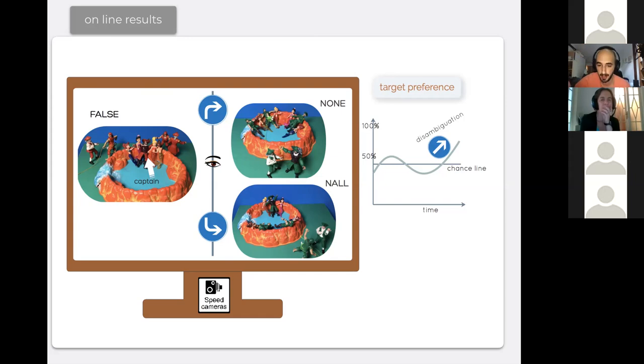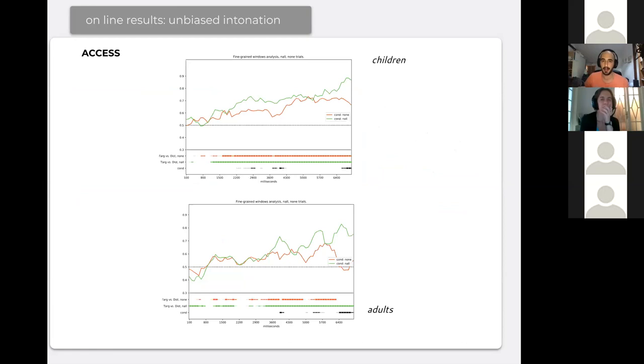So what we are going to look at is a lot of lines that grow and depart from chance, and the point at which it is different from chance means that participants understood the sentence, developed the preference for the target, and identified the correct reference. So let's see what happens. This is the first experiment with the unbiased intonation. And first of all, the green line is always above the red line. So this means that you have an advantage for implicature support over implicature violation, which is nice, which suggests that indirect scalar implicatures somehow help our participants to identify the target.